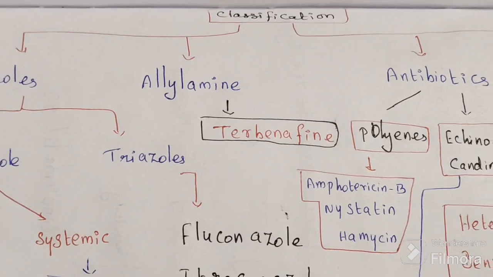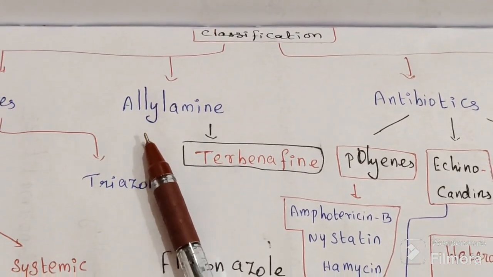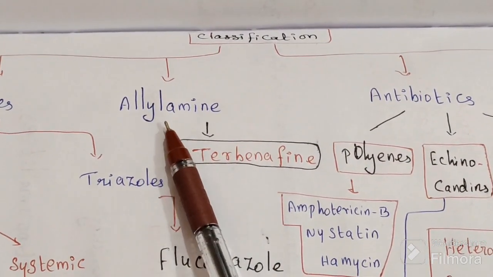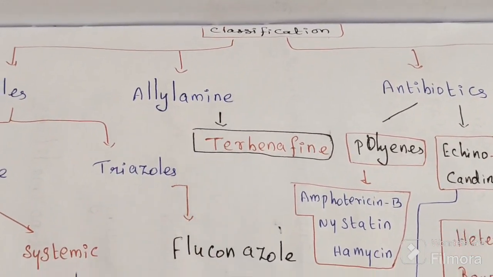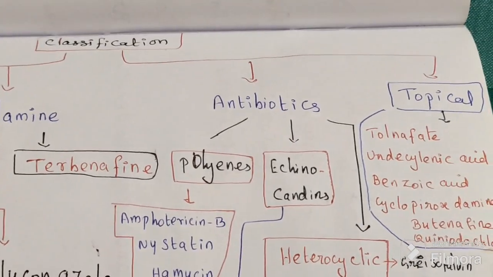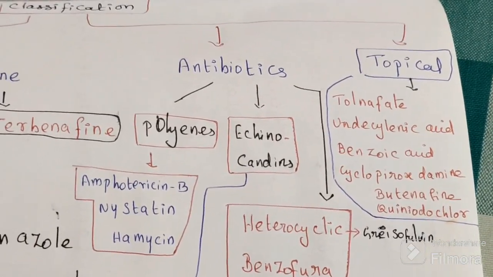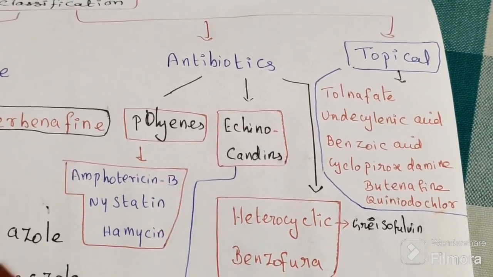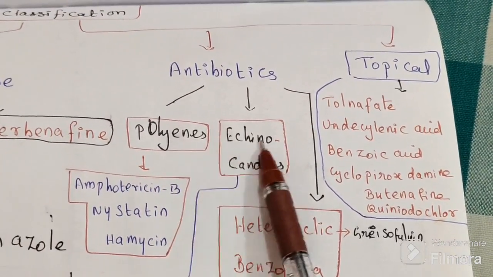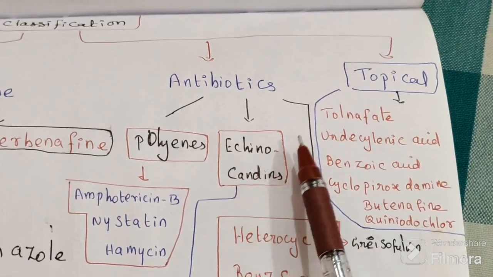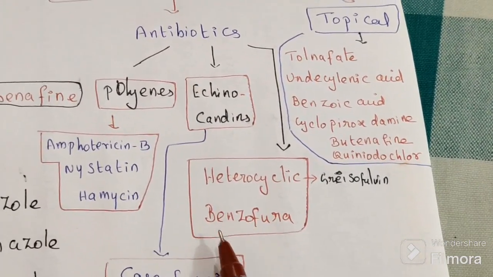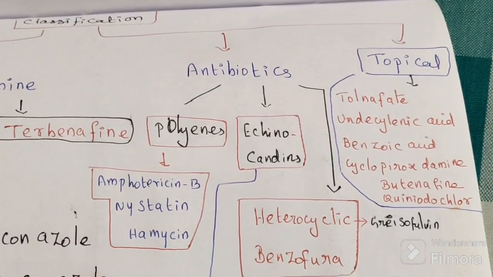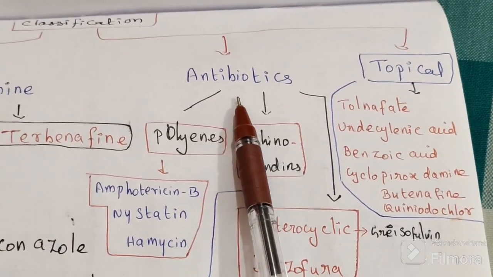The second group of drugs is allylamine, which includes terbinafine alone. Then the third group is antibiotics, which are further divided into three groups: polyene, echinocandins, and heterocyclic benzofuran.